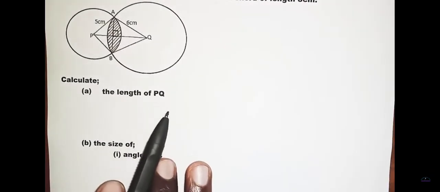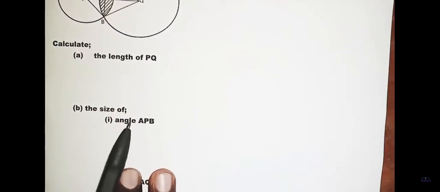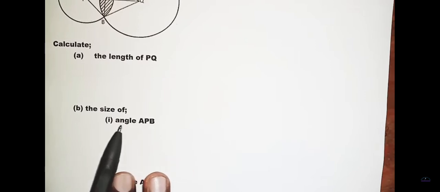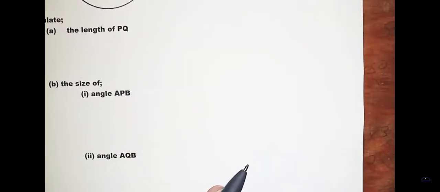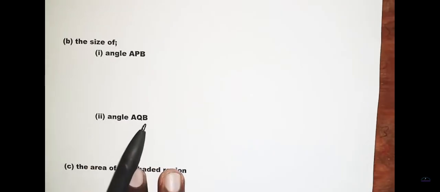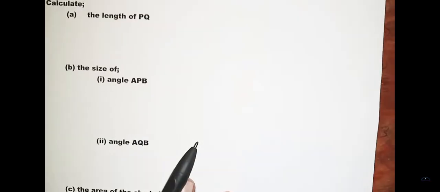Calculate the length of PQ for part A, and then part B, the size of angle APB, Roman 1, Roman 2, the size of angle AQB, and then finally the area of the shaded region.